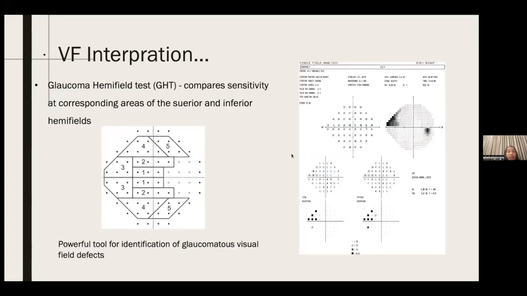And we have the glaucoma hemifield test, which compares the sensitivity at the corresponding areas in the superior and inferior hemisphere. As you can see, it's 1 to 1, 2 to 2, 3 to 3. So, this is said to be powerful for identification of glaucomatous visual field defects.